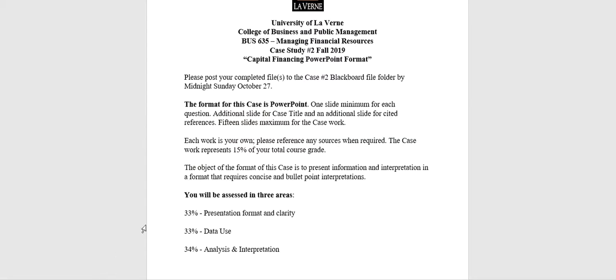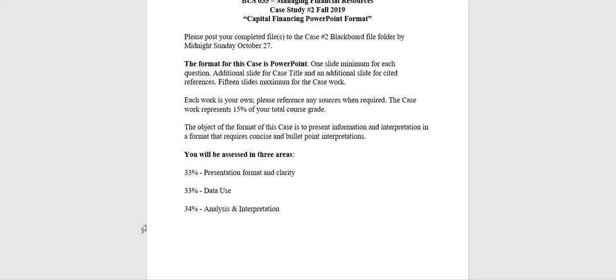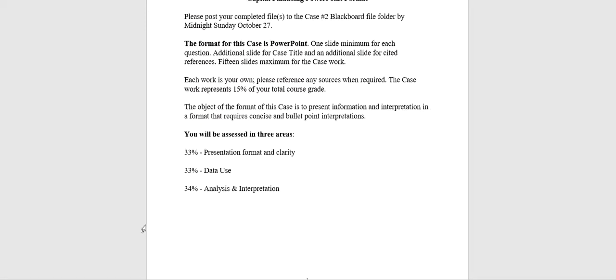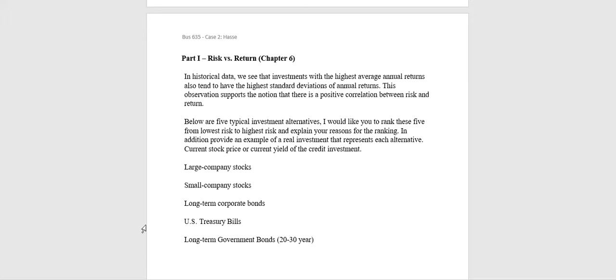All right. 33% or a third is based on the presentation format. One third of your grade is based on the data use. One third is based on analysis and interpretation. 3 questions. One has to do with Chapter 6, Risk and Return.